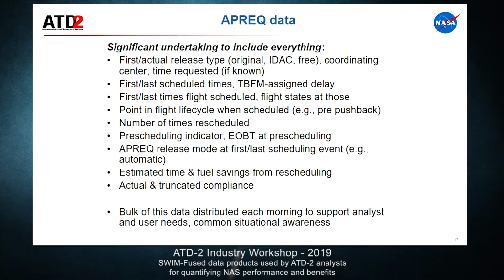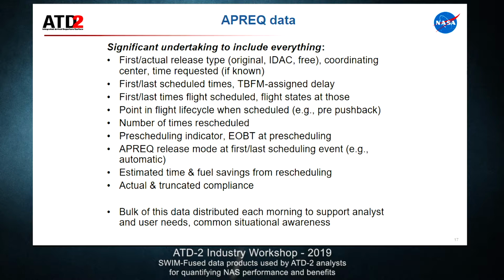Where was the flight in its life cycle in our internal state? Was the flight still at the gate when that APREC was scheduled, or was the flight taxiing when there was an update made because suddenly the flight crew thought they could be at the runway sooner and they're trying to get a new slot? How often is that rescheduling happening?